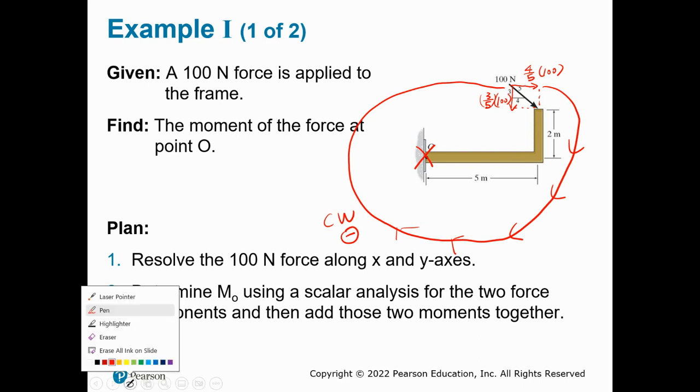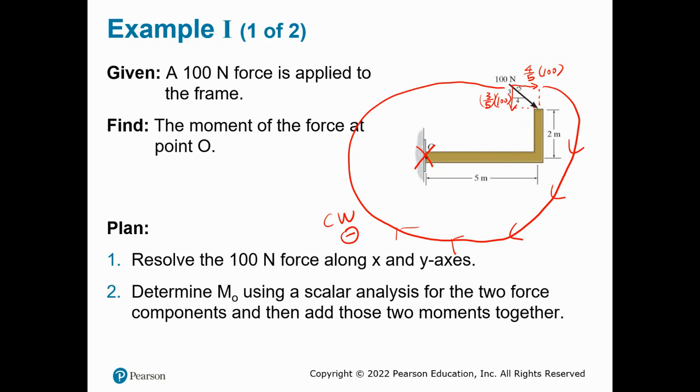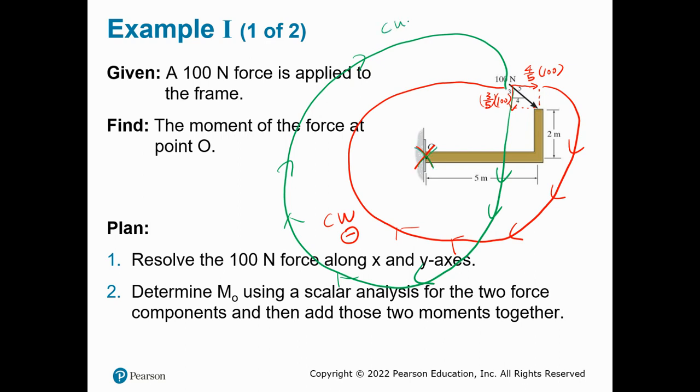And let me use a different color for the y component. The y component is coming down this way, okay? This one right here looks like it's trying to rotate about point O, same thing, clockwise, and it will be a negative value.